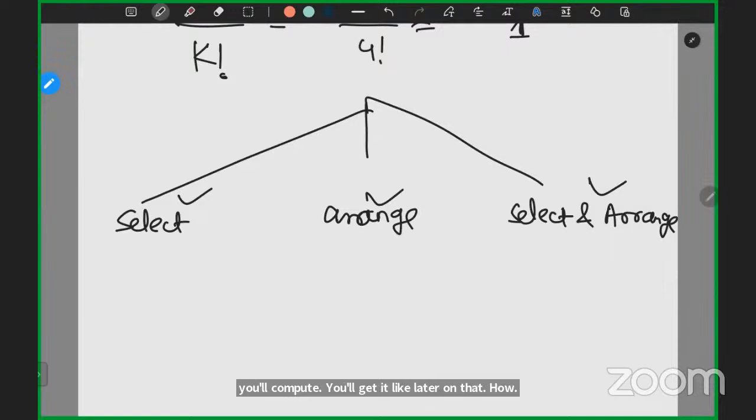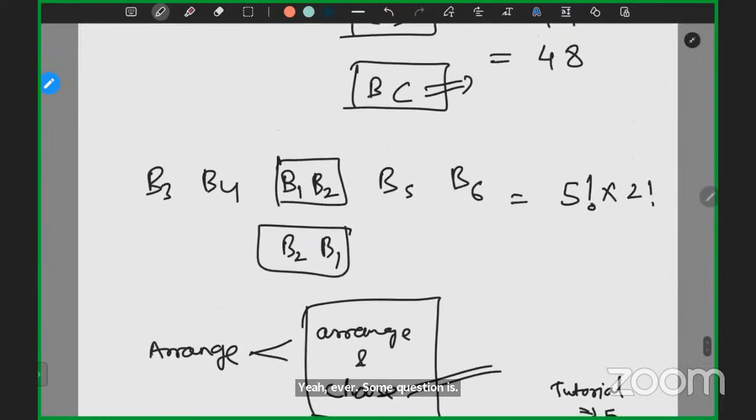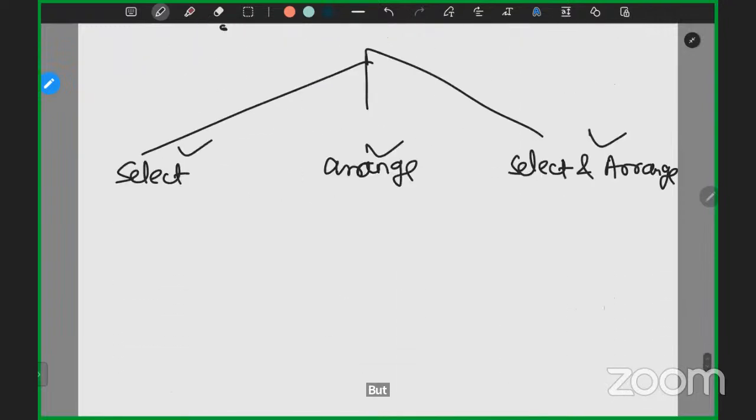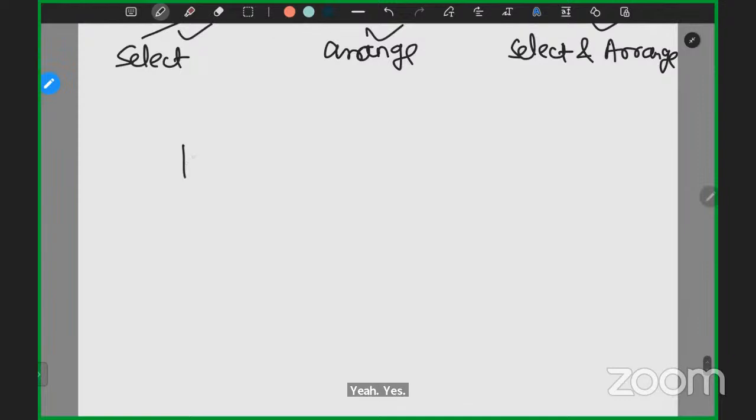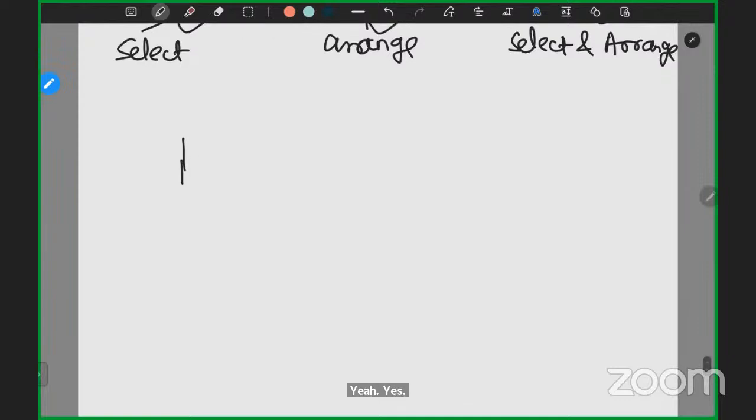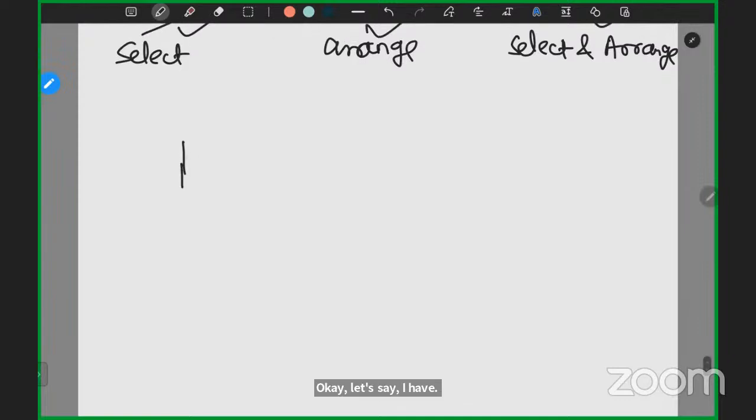Could you explain some question from the last part where you said two objects need to be placed together? Sure. Okay, let me take another example. Let's say I have 20 students. Okay, 20 students are there.